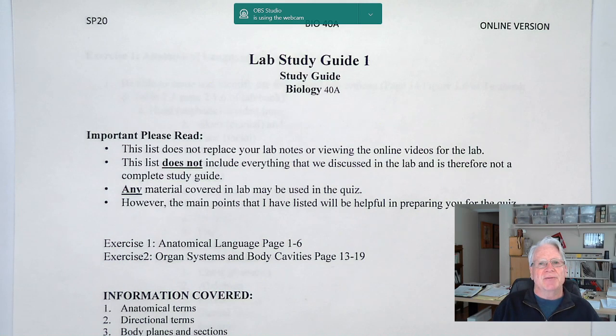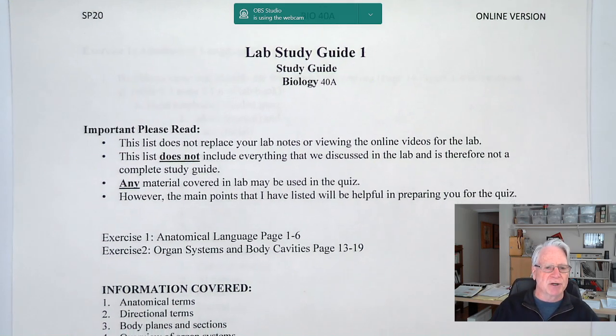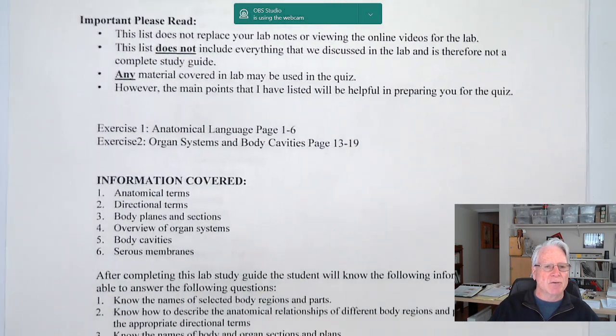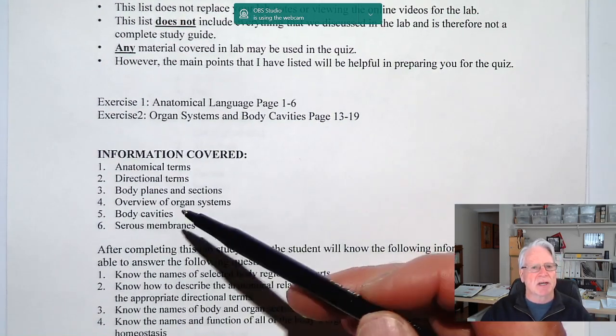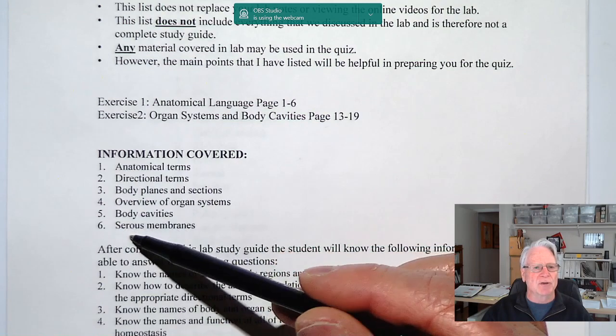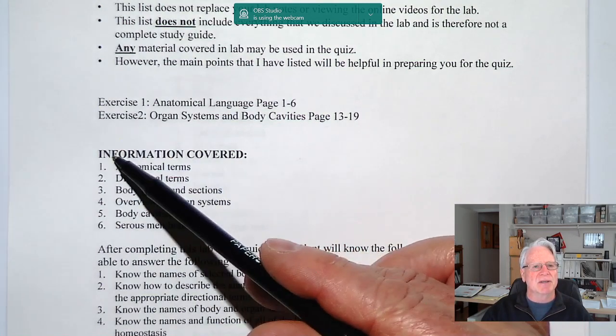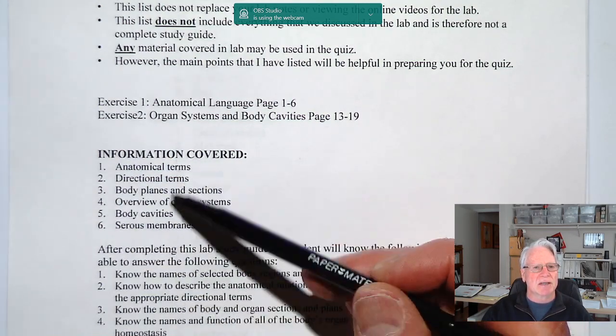So the first lab study guide is going to cover the basics. We're going to introduce ourselves to some basic anatomical terms, some directional terms, body planes, overview of organ systems, body cavities, and serous membranes. So this is the basic overview of what we're going to cover in this lesson. We'll cover these things.